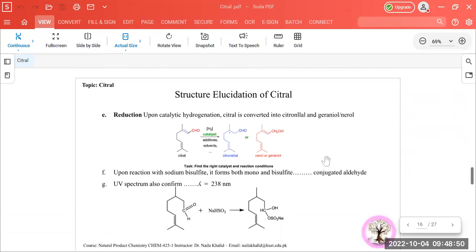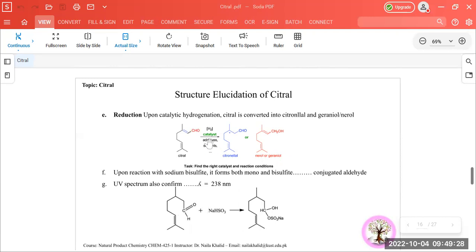And when you carry out reduction, a partial reduction product is also formed like this. It also shows that there must be an aldehyde which is reduced to this one. If you use mild conditions, you will end with these types of partially reduced products. And if you carry out reduction under very strong conditions, then everything is reduced.